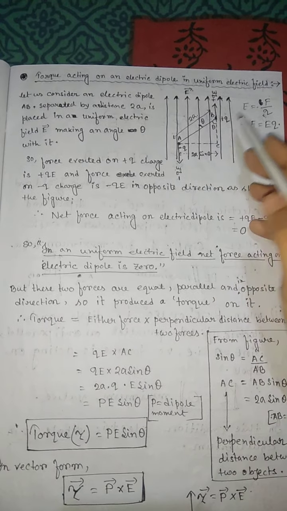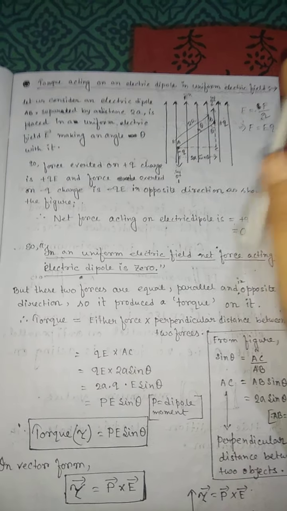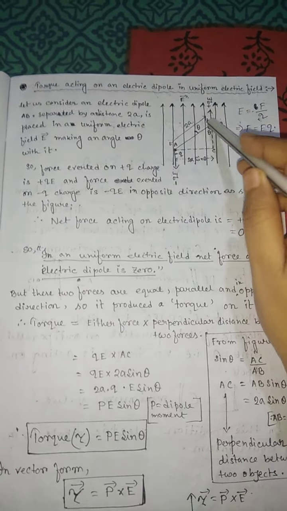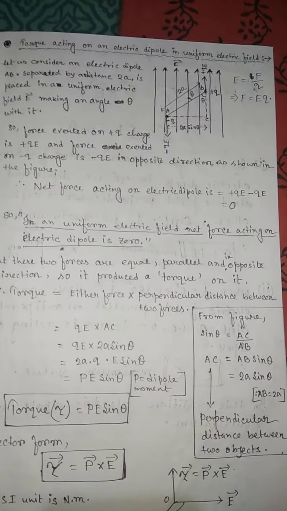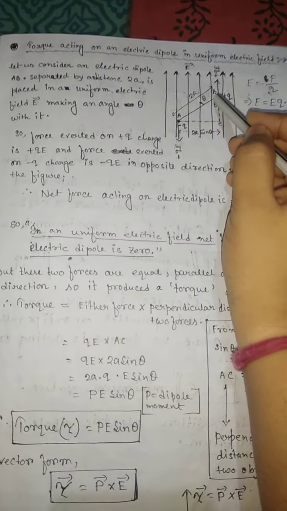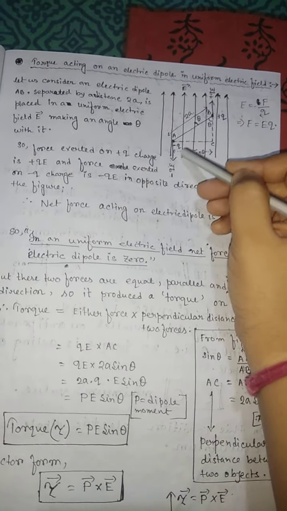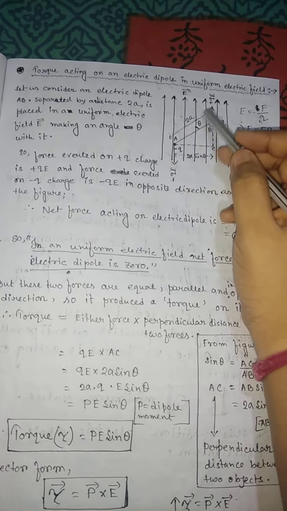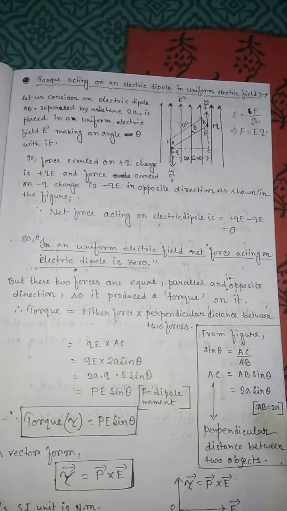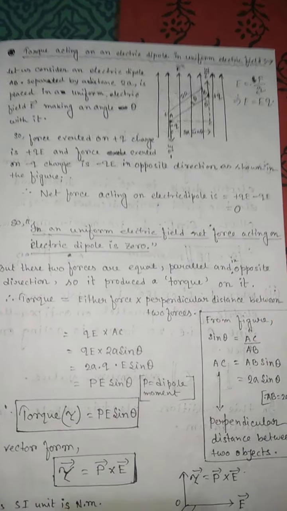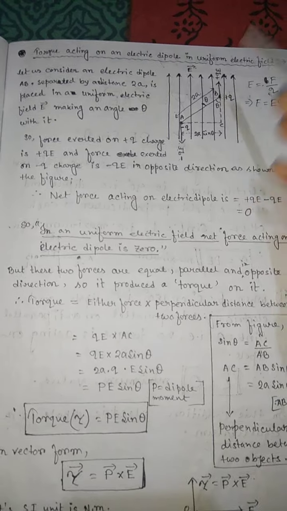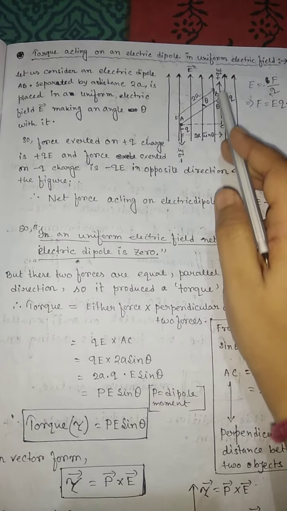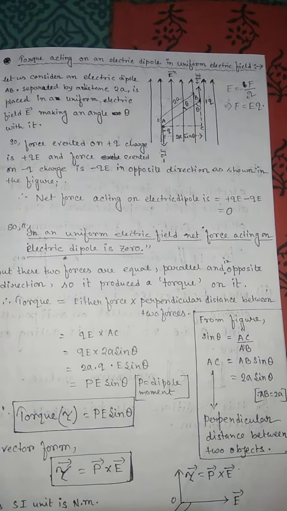Now we derive the torque. These two forces are equal, parallel, but in the opposite direction. So when two forces are equal in magnitude but in the opposite direction, they produce a torque. One force tries to move the electric dipole to this side, the other tries to move it to that side, but because the force amount is the same, a torque is exerted on the electric dipole. So torque means either any one force, because both magnitudes are the same, and the perpendicular distance between the two forces.